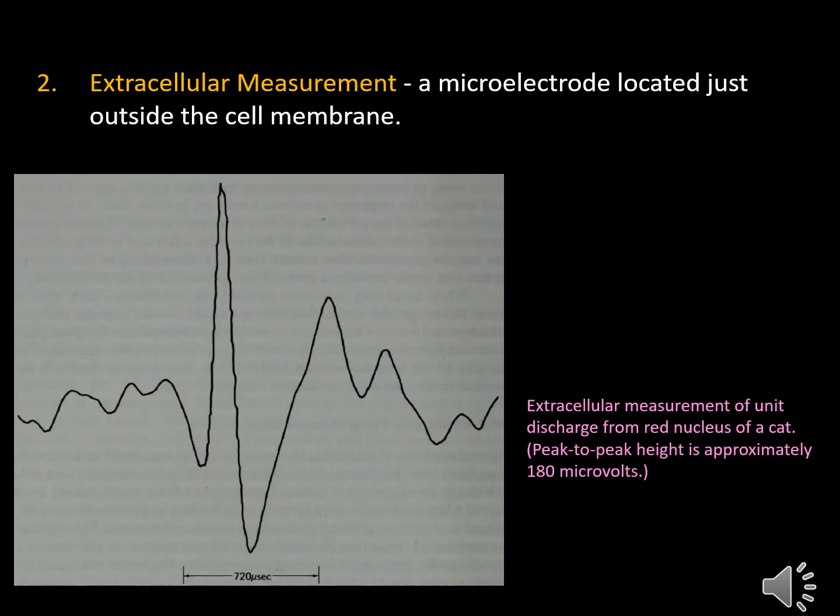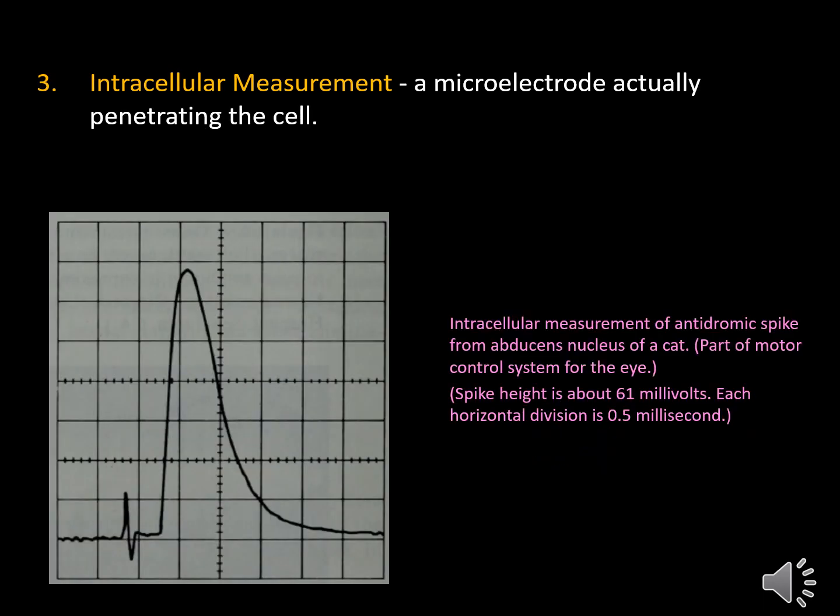For extracellular measurement, a microelectrode is located just outside the cell membrane. Extracellular measurement of a unit discharge from the red nucleus of a cat is shown in the figure. Peak-to-peak height is approximately 180 microvolts. For intracellular measurement, a microelectrode is penetrating the cell. Intracellular measurement from the abducens nucleus of a cat is shown in the slide. Spike height is about 61 millivolts and each horizontal division is 0.5 millisecond.